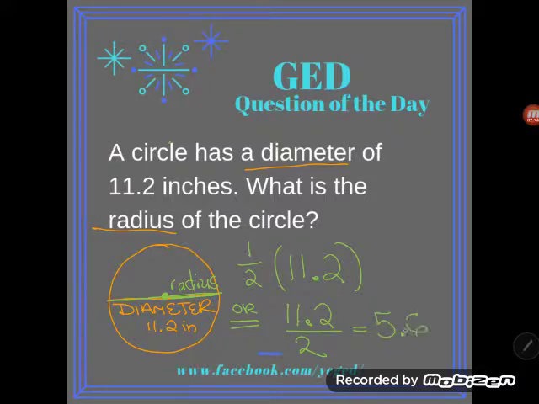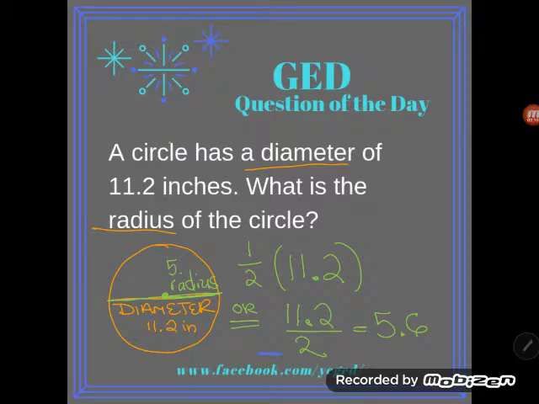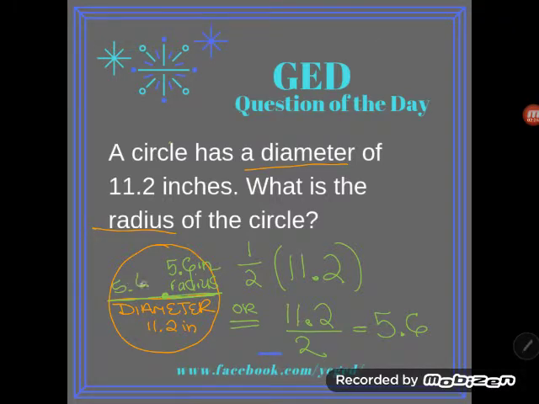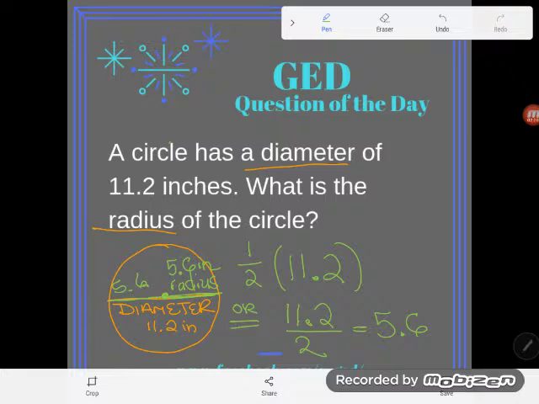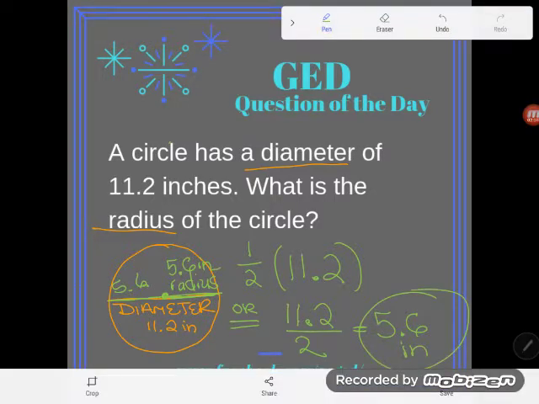So how long is one of those radius or one of those radii? It's 5.6 inches. Okay, all right, so that should make sense because if this side was 5.6 and that side was 5.6, add them up, 5.6 plus 5.6, and you'd see I'd get a total of 11.2. All right, so final answer then, the radius is 5.6 inches.